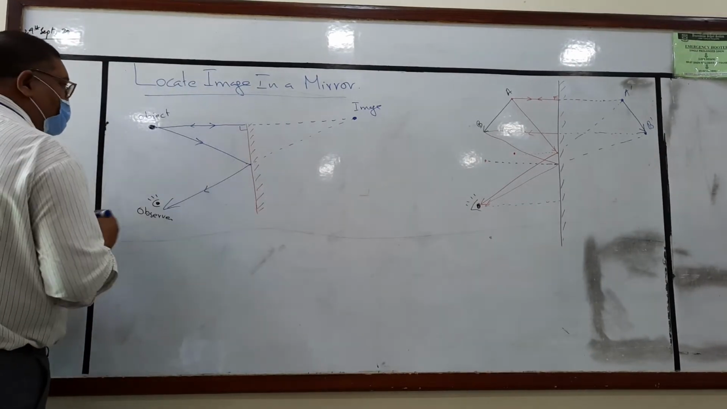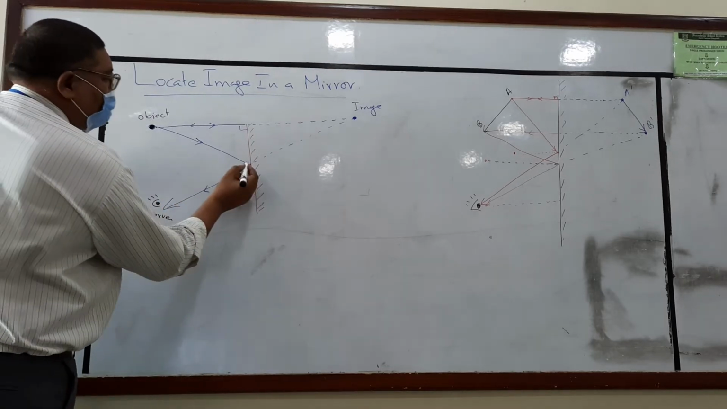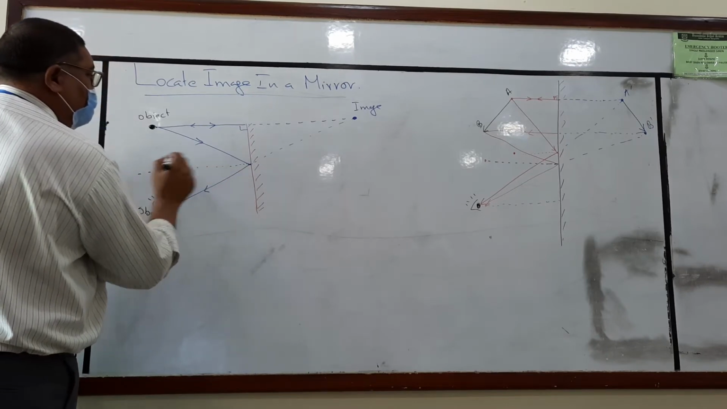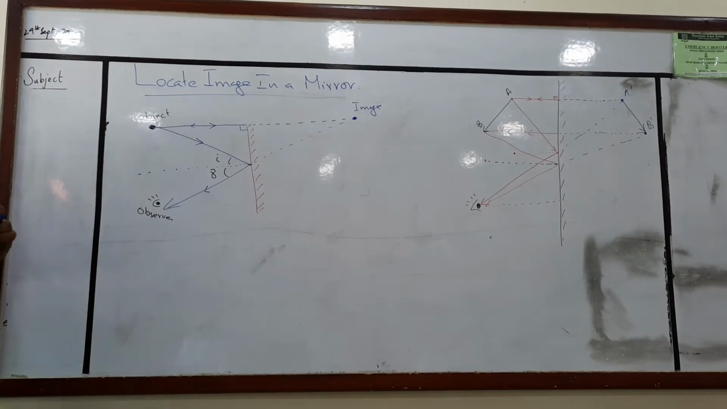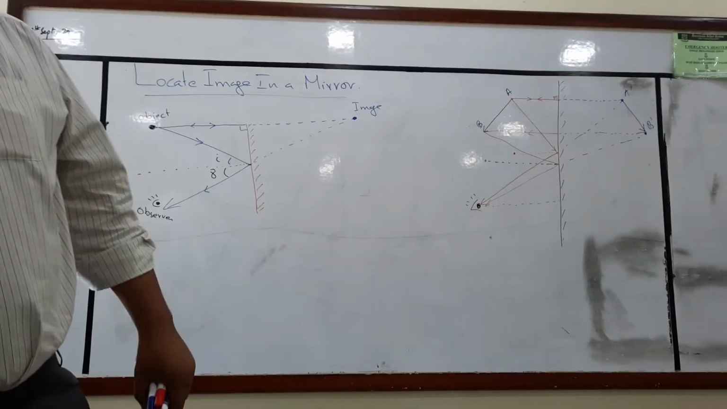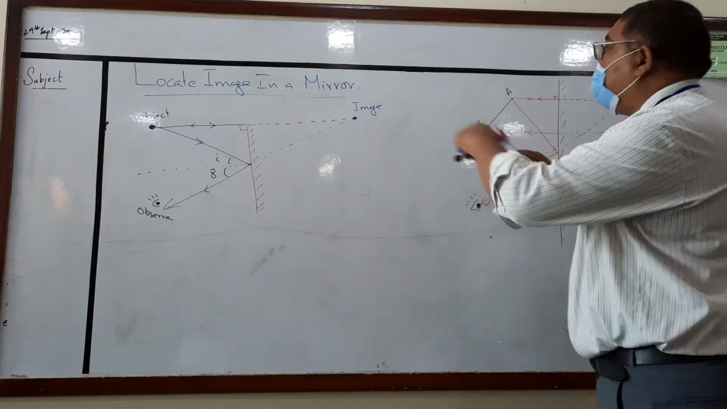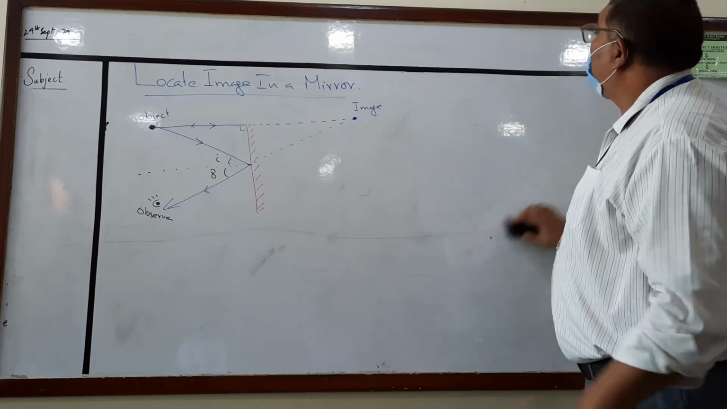And then you can draw a normal also. You see, you can draw a normal here at the midpoint. Automatically this angle of incidence and angle of reflection will be equal to each other. The second method is easy. Okay, let's try that method on this diagram also.